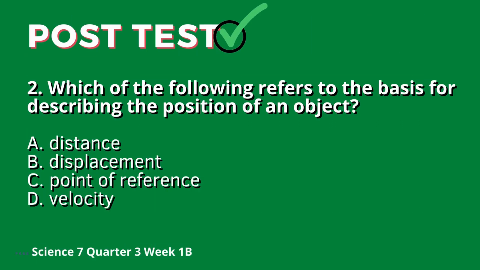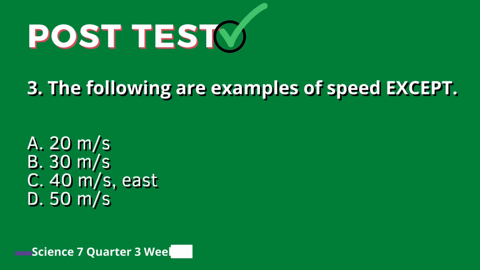2. Which of the following refers to the basis for describing the position of an object? A. Distance. B. Displacement. C. Point of reference. D. Velocity. 3. The following are examples of speed except A. 20 meters per second. B. 30 meters per second. C. 40 meters per second east. D. 50 meters per second.